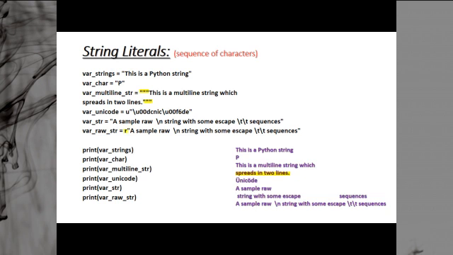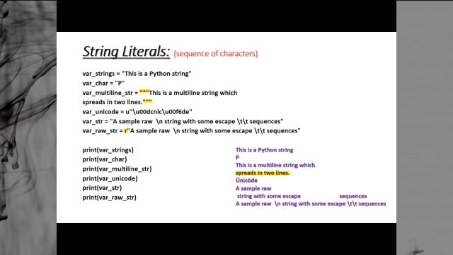A raw string always starts with the R before the single quotes or double quotes. Note it. A raw string starts with an R before single quotes or double quotes. So we put R and then the text. That is a raw string. So what is a raw string? A raw string is not processed.